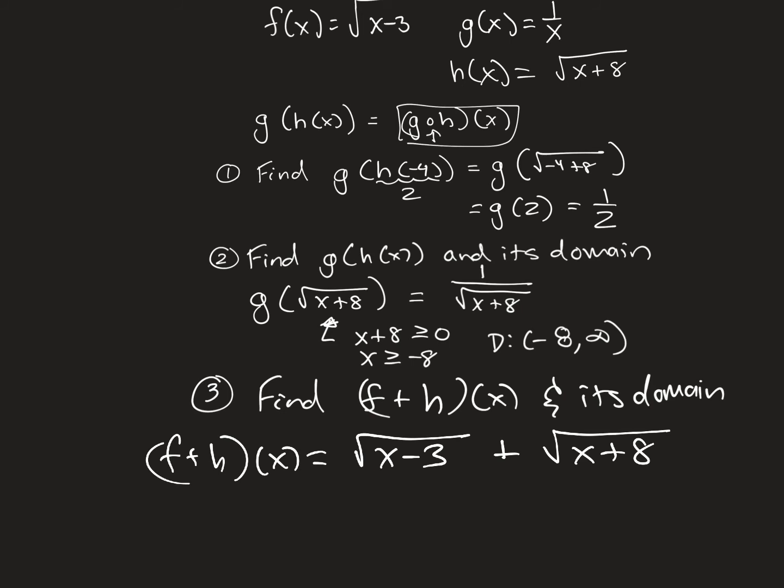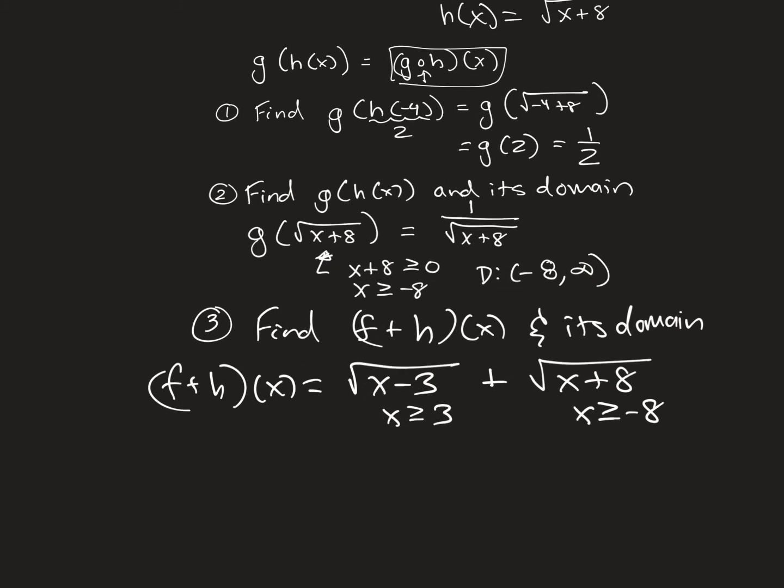The domain of f was x is greater than or equal to 3, since we can't take the square root of a negative. The domain of h is x is greater than or equal to negative 8. My new function has to meet both conditions, so I'm looking at the overlap between the two, which is 3 to infinity. So my domain here is 3 to infinity.